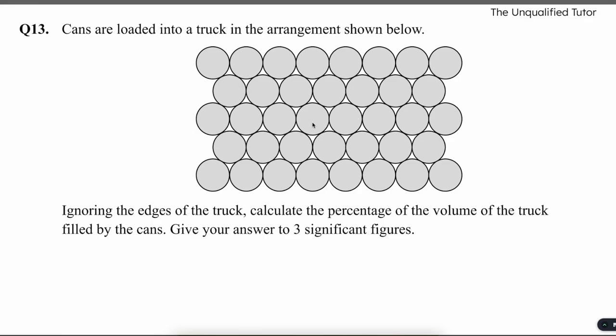How we're going to do that is we're not going to look at the edges, we're going to look at this inside bit here. Now we need to calculate the percentage of the volume of the truck filled by the cans. This is the cross section, which is actually quite useful because cans are just cylinders, right? They're just circular prisms, which means that if we find the percentage of the area that is shaded in these circles, then we can find the percentage of the volume that is taken up by the cans in the truck.